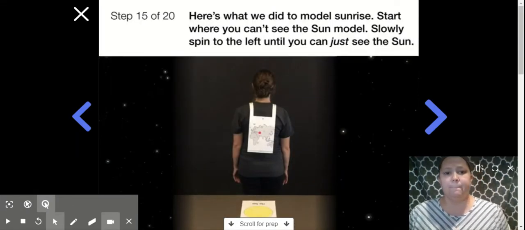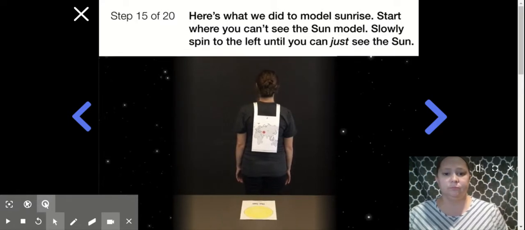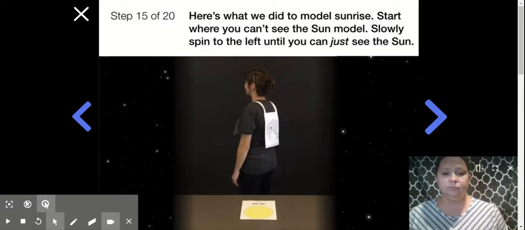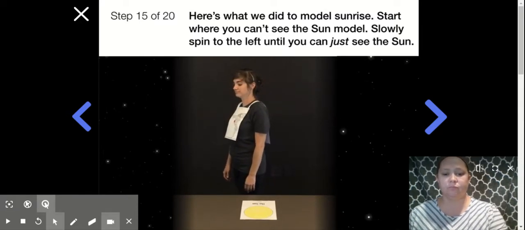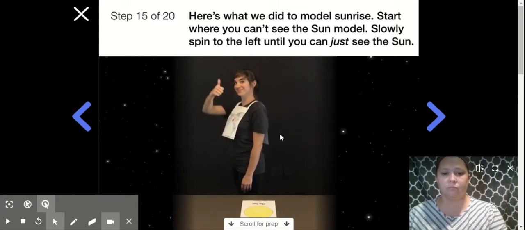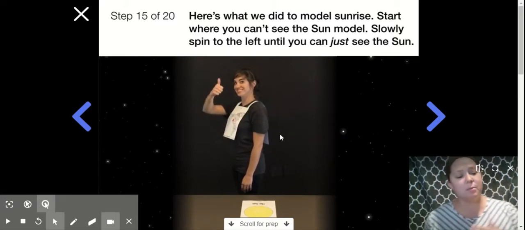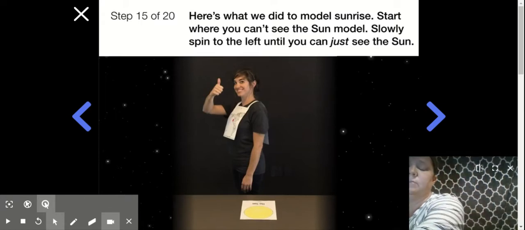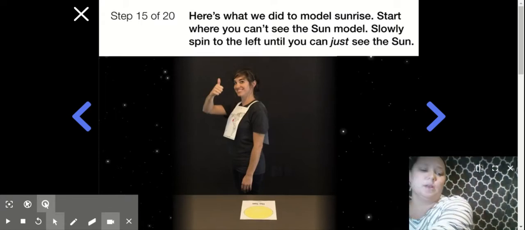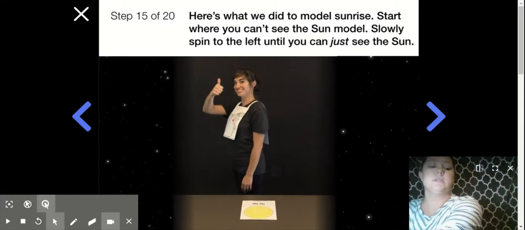Here's what we did to model sunrise. Start where you can't see the sun model. It's night for you when you stand like this. Then slowly spin to the left until you can just see the sun. When the sun starts to come into view, that's sunrise. Okay, so I'm going to explain that a little bit too. And I have a light here. I don't want to blind myself, but I want to put it just into view.